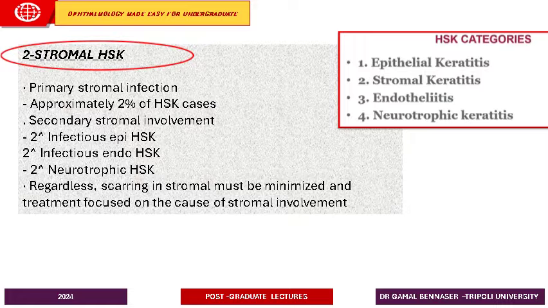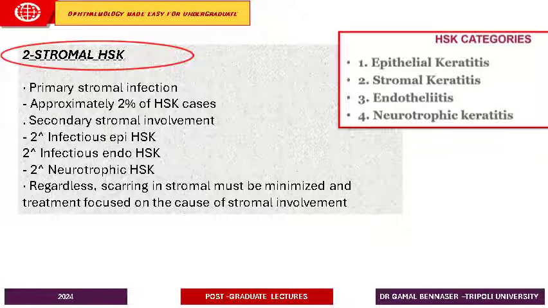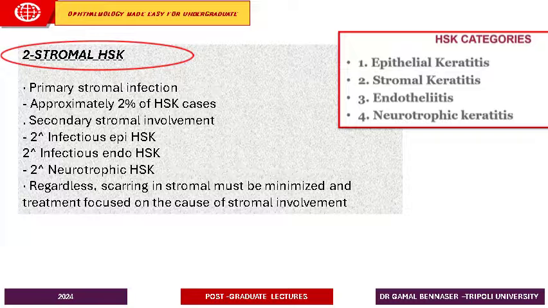And the reason that the stroma is always involved is either secondary to the epithelial infection, so there will be a secondary reaction in the stroma, or as a direct invasion of the virus itself, which is a microbial keratitis, leading to active multiplication of the virus itself, or secondary to reactivation or from neurotrophic keratitis.